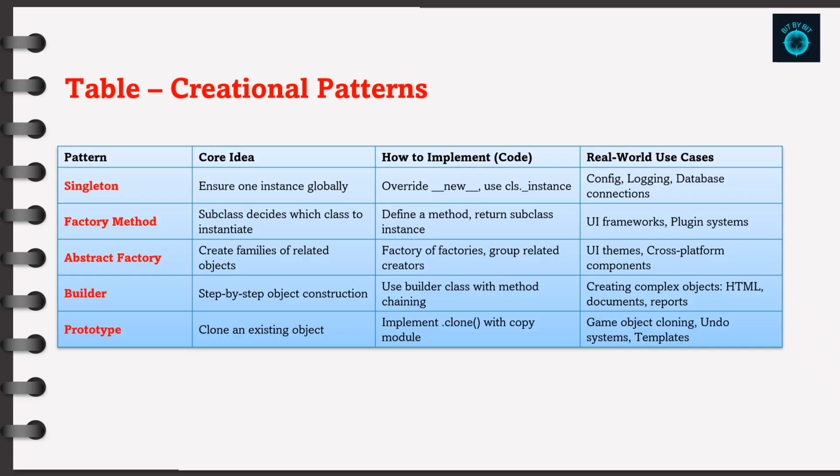The builder pattern separates the construction of a complex object from its representation. The builder provides step-by-step methods that can be chained together, making it ideal for constructing HTML documents, reports, or nested objects. The prototype pattern creates new objects by cloning existing ones. Instead of using constructors, it uses the clone method, often implemented using Python's copy module. Prototypes are commonly used in game development, undo systems, or template-based object creation.